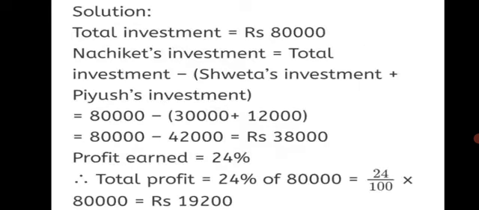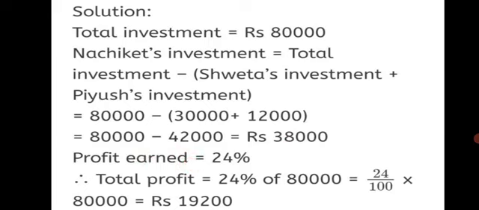Total investment is equal to rupees 80,000. So Nachiket's investment will be equal to total investment minus, in bracket, Shweta's investment plus Piyush's investment, which is equal to 80,000 minus, Shweta's is 30,000 plus Piyush's 12,000. Add and you will get 42,000. So this is equal to 80,000 minus 42,000, which is equal to rupees 38,000. You have to do your rough work.